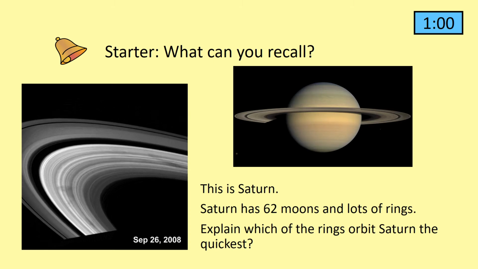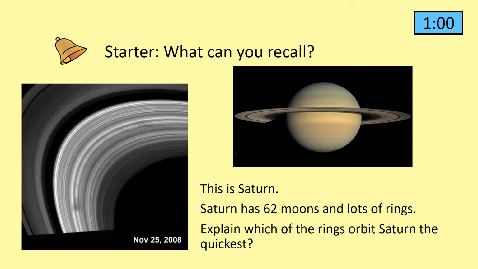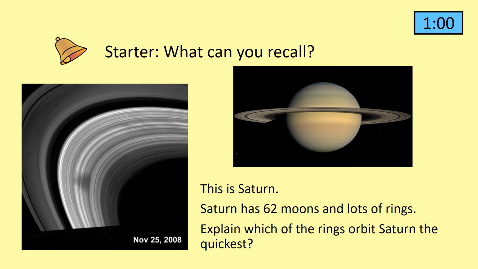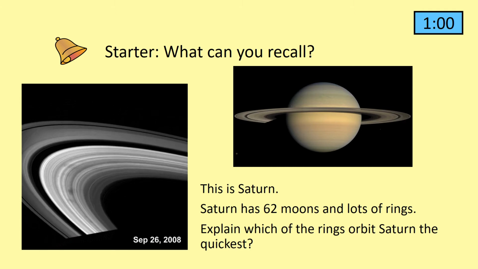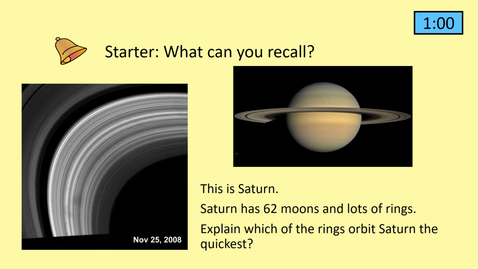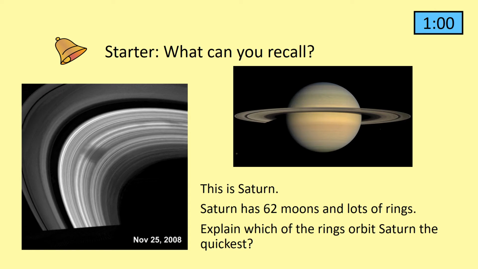Let's have a look what you can recall, and this is from the last lesson. We've got an image of Saturn there, 62 moons, lots of rings. I want you to explain which of the rings orbit Saturn the quickest. So I don't want you to just say which ring it is, I want you to explain why that is. 1 minute.